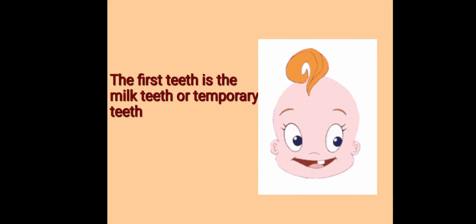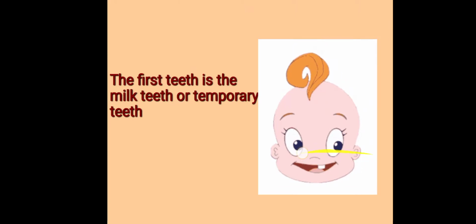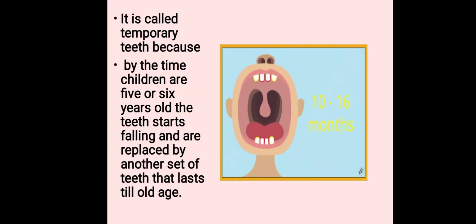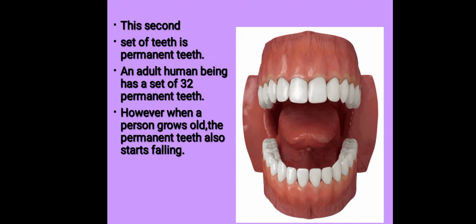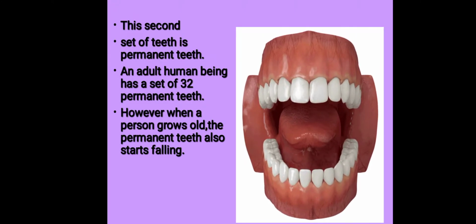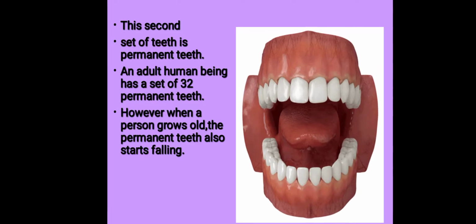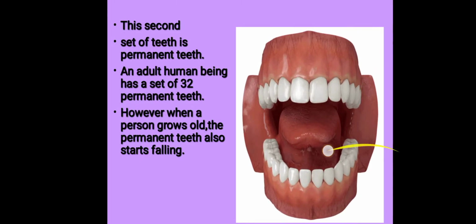We have two sets of teeth. One is temporary teeth, and we have the permanent teeth. So we have 32 permanent teeth.